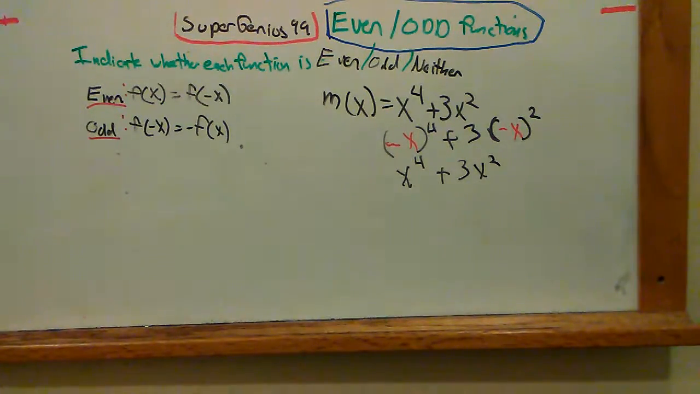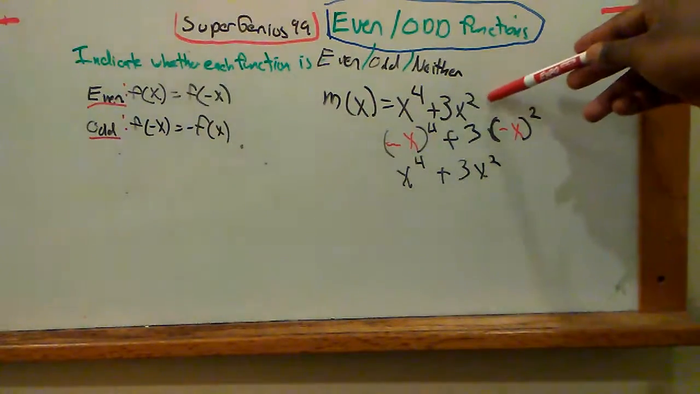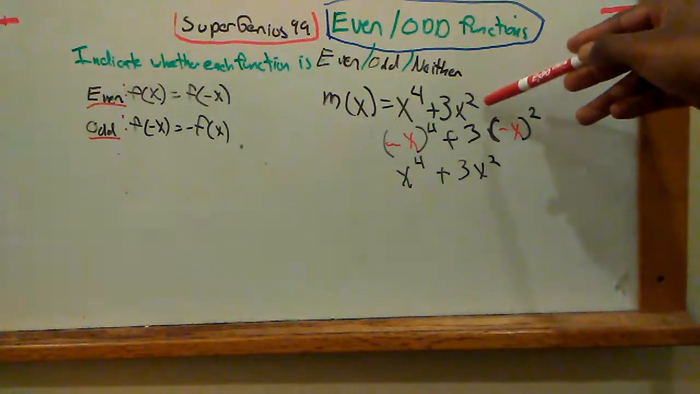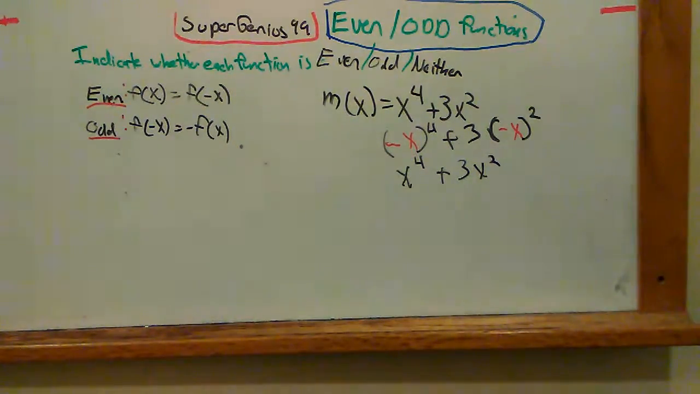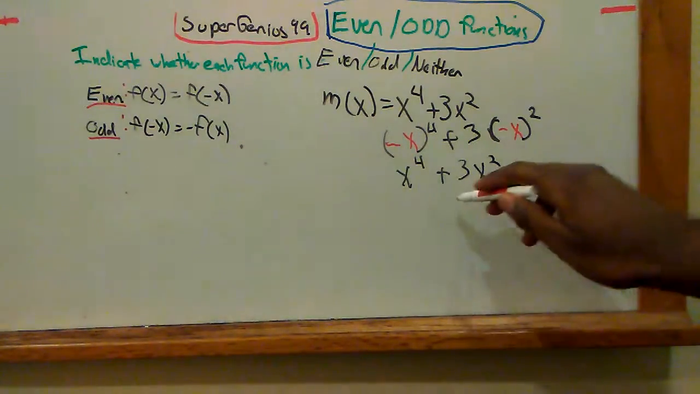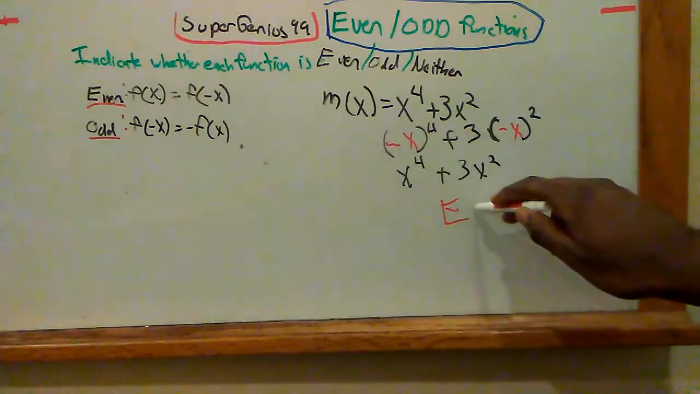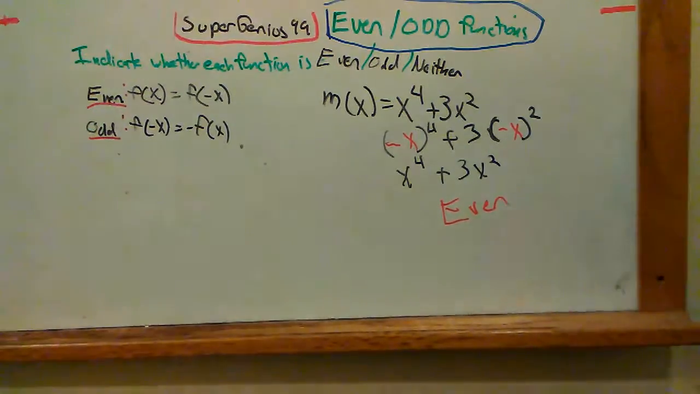So clearly this isn't even. Clearly this isn't odd. Okay, but notice how when I plugged in negative x, I got the same result as the original equation, or the original function. We were talking about functions here. So that makes this an even function. How about that? Okay, let's look at another one.